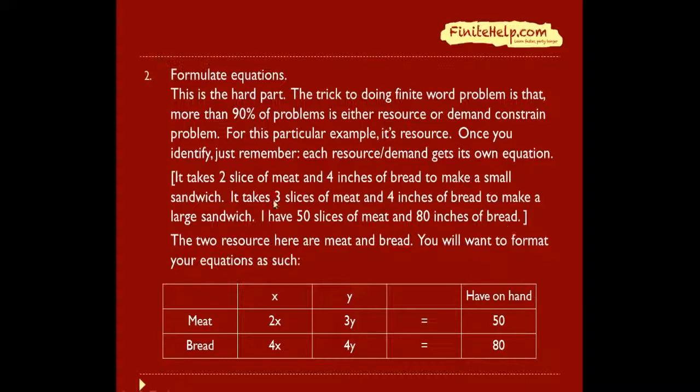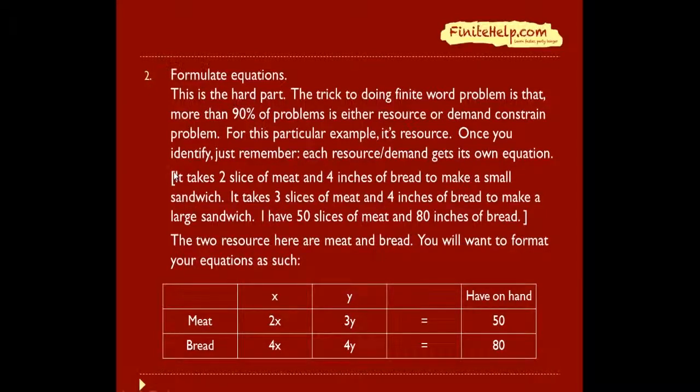Here is the quote from the problem, and we can see that meat and bread are the 2 resources. And here we're going to put it in a table like this. Because meat and bread each get their own equation from a resource problem, there's a meat equation and then there's a bread equation. Now we're going to put the meat and the bread on the side here, and then we're going to put x and y on top here like this.